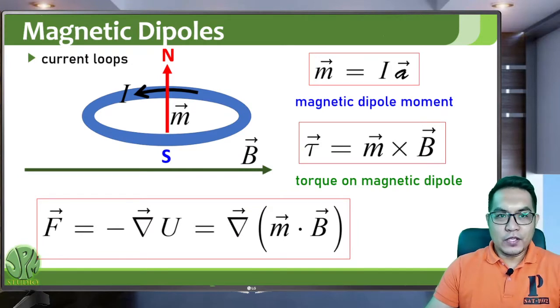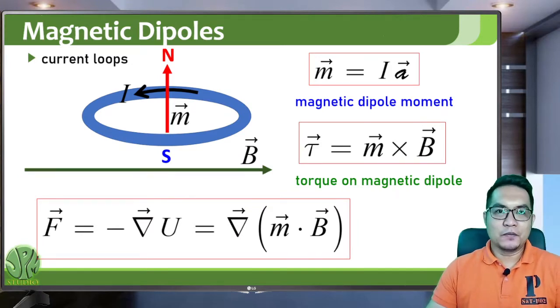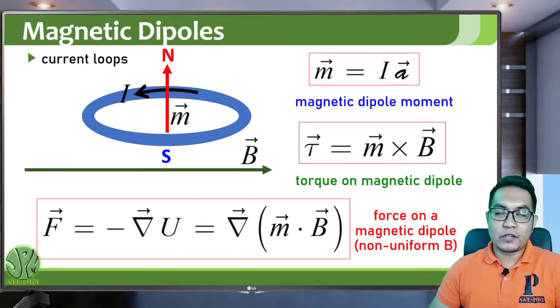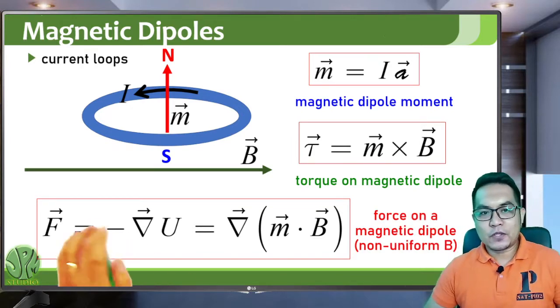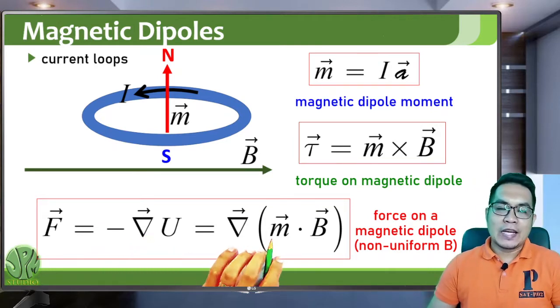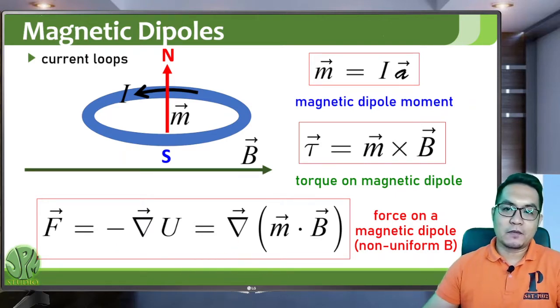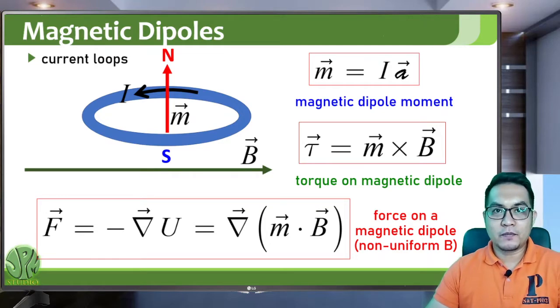The force on a dipole is zero if you have a uniform field. That's also true for magnetism. If you have a uniform magnetic field, then the force on the dipole is zero. But if you have a non-uniform magnetic field, then the force on the dipole will be equal to the negative gradient of the potential energy, where the potential energy is negative m dot B, the dot product of the dipole moment and the magnetic field.